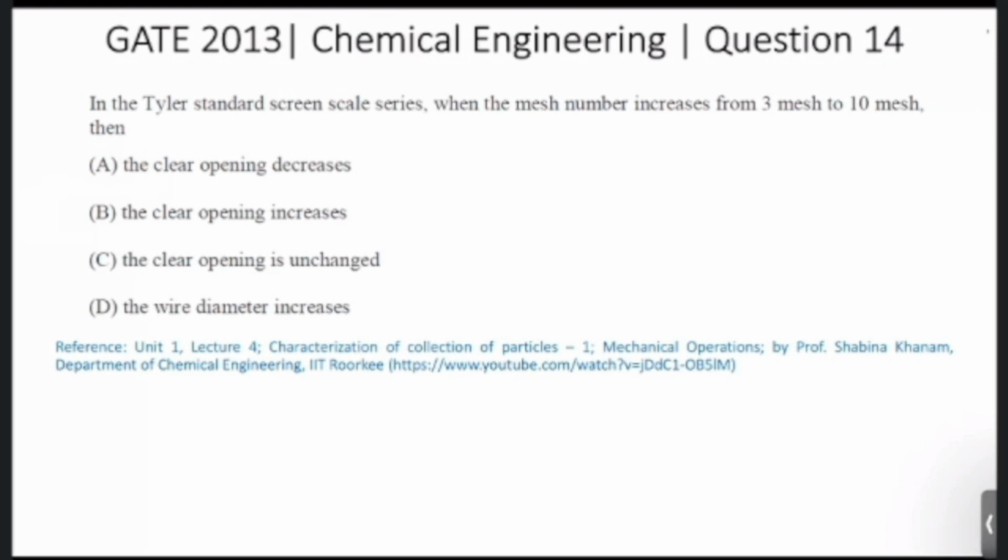So this is a question from the screening part of mass transfer operations, and the reference NPTEL lecture can be found in Unit 1, Lecture 4, Characterization of Collection of Particles 1, Mechanical Operations by Professor Shabina Khanam, Department of Chemical Engineering, IIT Roorkee.